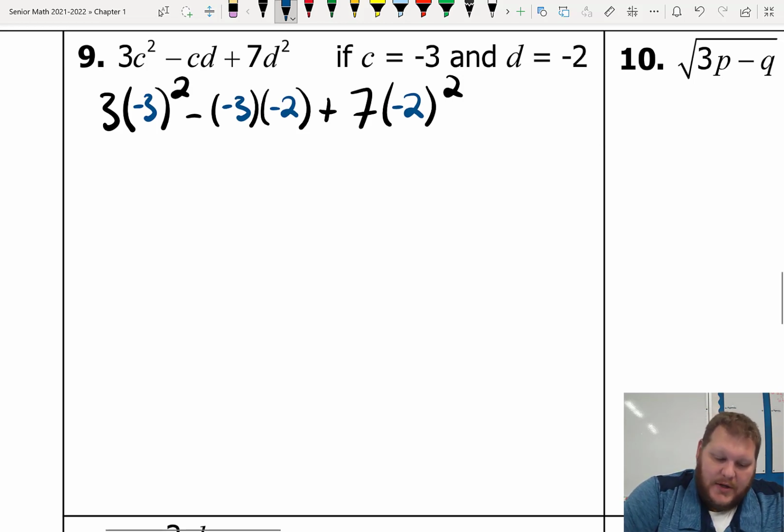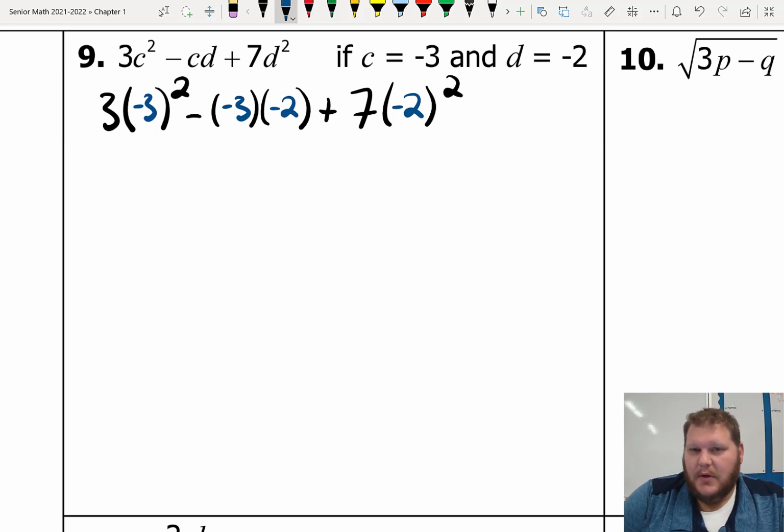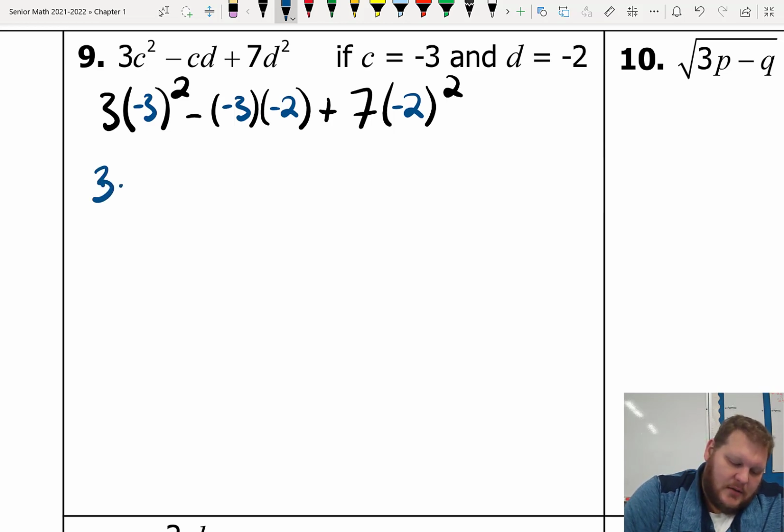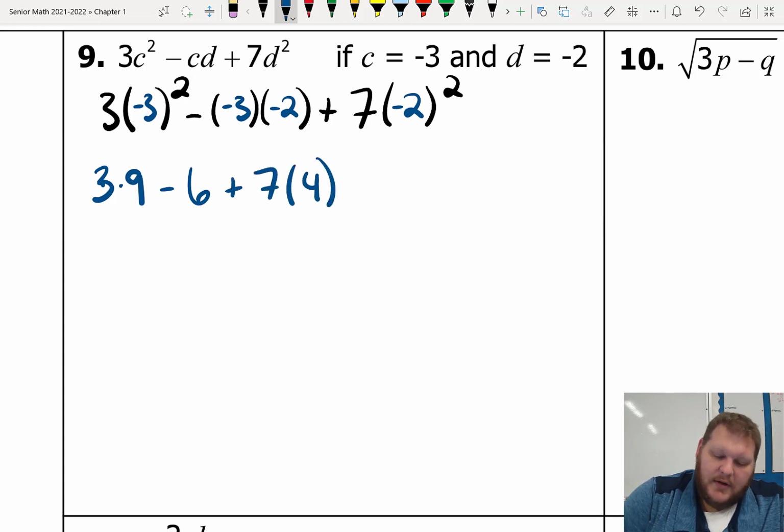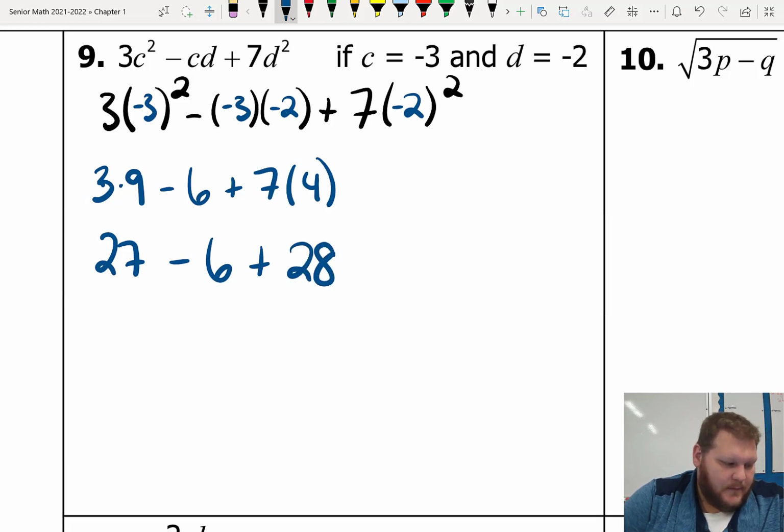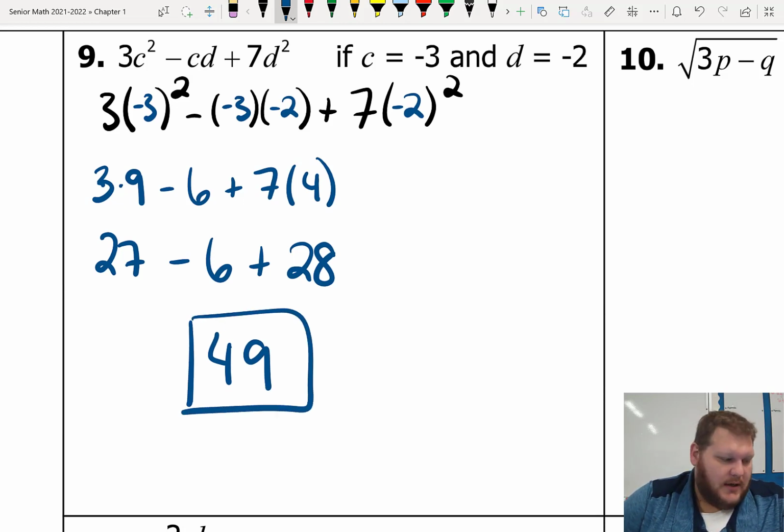So now, order of operations, we've got to do our exponents first. In that middle term, since I'm doing kind of a step, might as well multiply those two numbers together. Or if you want to wait till you do all of your multiplications, that's fine. But here, 9 is what negative 3 squared is, minus negative 3 times negative 2 is a positive 6, so it's minus 6, plus 7 times negative 2 squared is 4. So now we've got 27 minus 6 plus 28. So that adds up to 49 in total. 49.